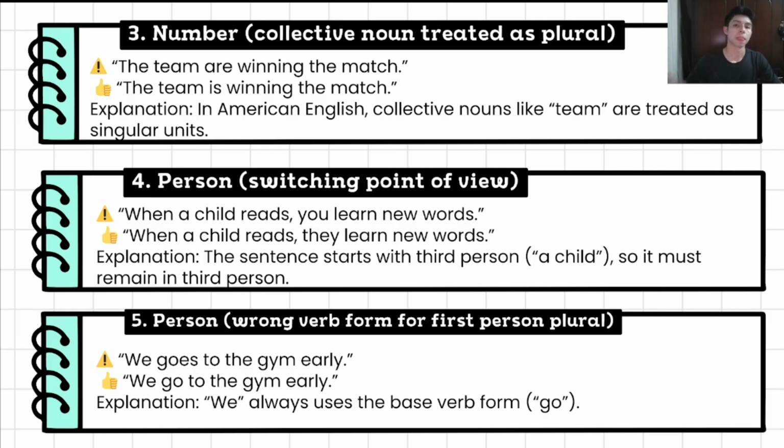The third error is with collective nouns like team, class, or family. In American English, these words are singular. So instead of saying "the team are winning the match," we say "the team is winning the match."